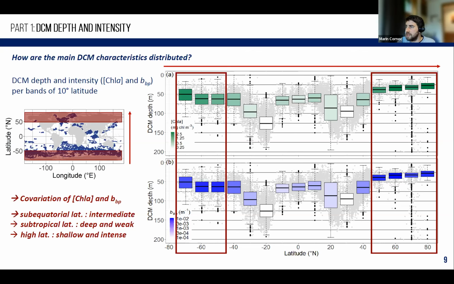the subequatorial latitudes, where DCMs are dominated by deep biomass maximum, which are at intermediate depths and intensity; subtropical latitudes, which are deep, weak, and dominated by photoacclimation; and high latitudes, where the DCMs are the most shallow and intense, but less frequent.